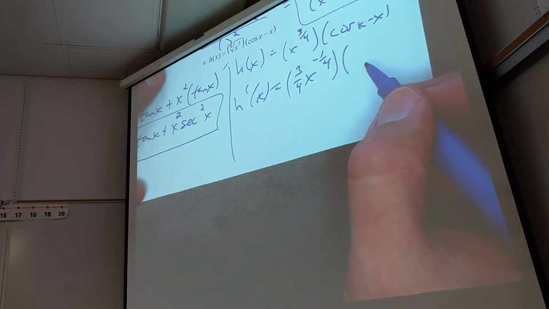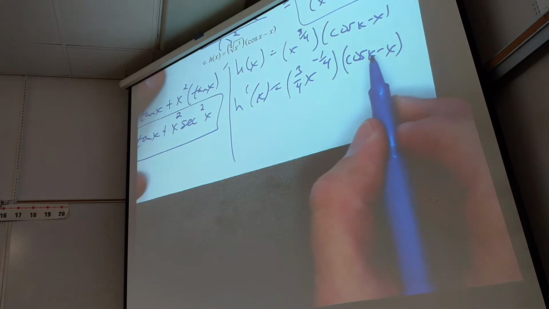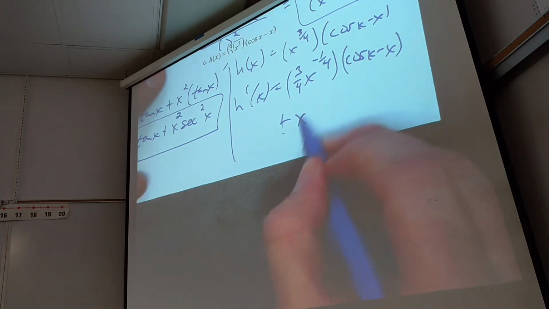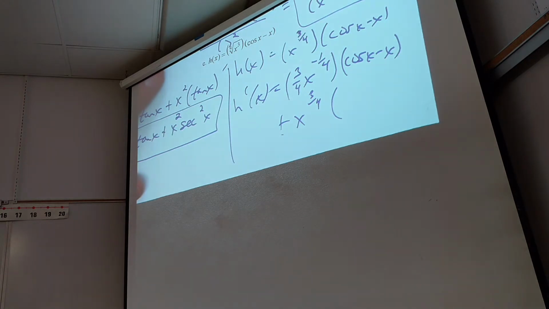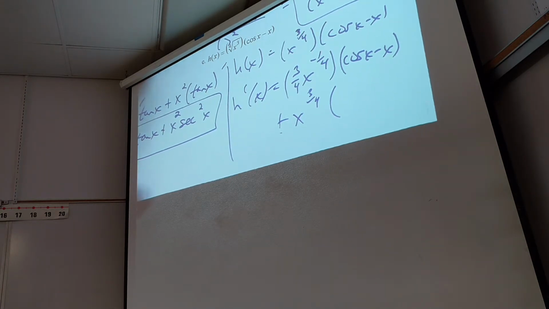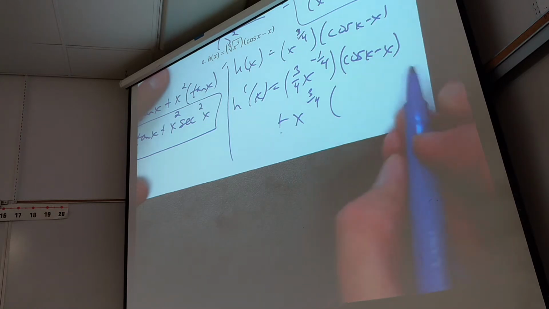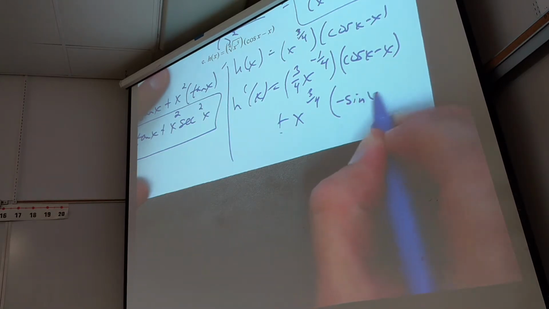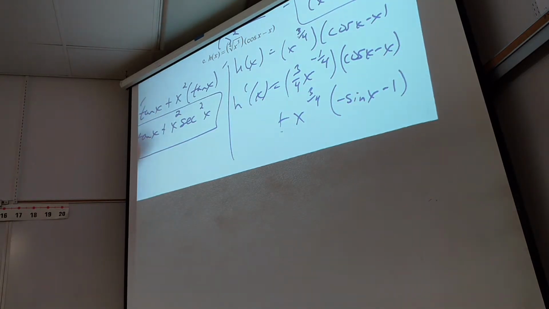Now, this is where people start to forget. Leave this alone. Plus, leave the first one alone. Derivative inside, right? I'm breaking my own rule, but I'm running out of room. So the derivative of cosine is negative sine. Derivative of negative x is negative 1. So if you wanted to, you take the negative out and make it a minus in the middle. Right? Is that cool? If you wanted to, that's really the only thing you could do.